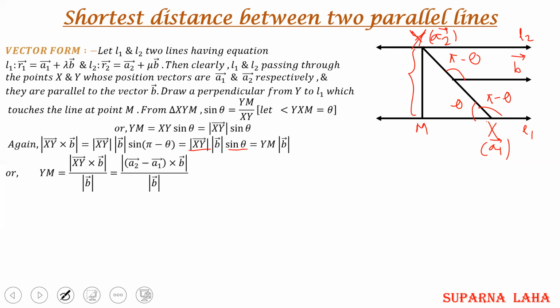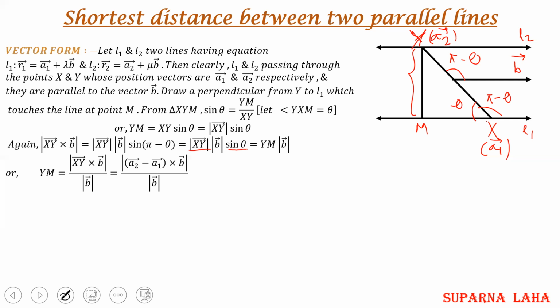Now put this value: vector XY cross vector b by the modulus of vector b. Okay, mod value of vector b. So this is the shortest distance, or the distance between two parallel lines in the vector form. If you convert the vector form into the Cartesian form, you can easily establish the equation. You can solve it by yourself and check the transformation. In the next case, that is for the skew lines, we will do these things.